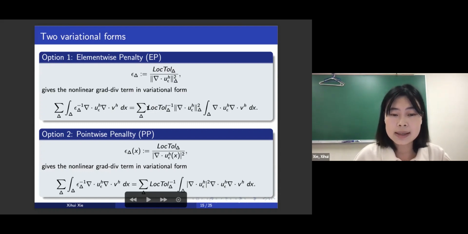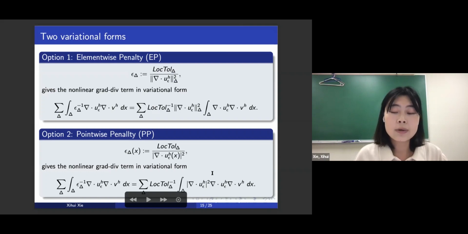The second option is that we consider epsilon to be different at each point. So that gives our epsilon equal to this local tau over the norm of dvu at each point squared. And this also gives a nonlinear grad-div term in the following right-hand side.